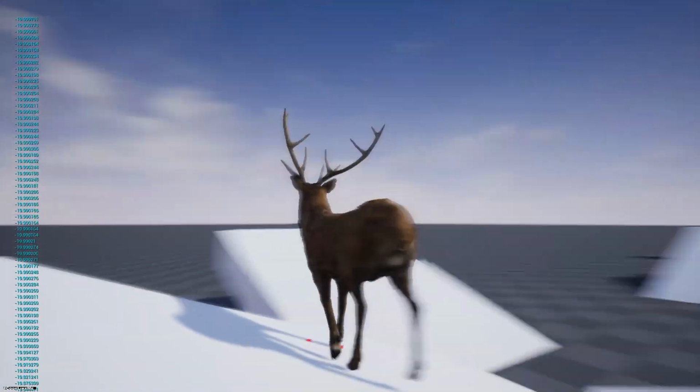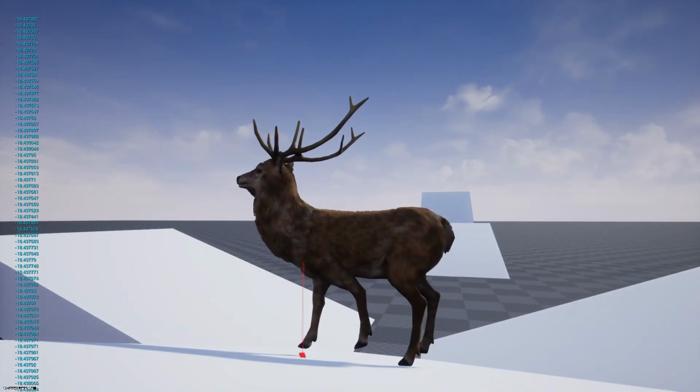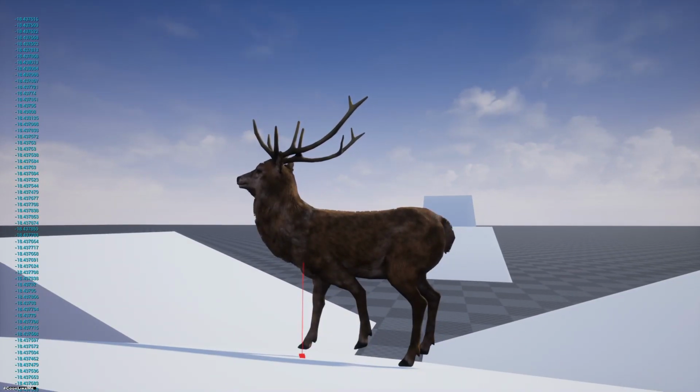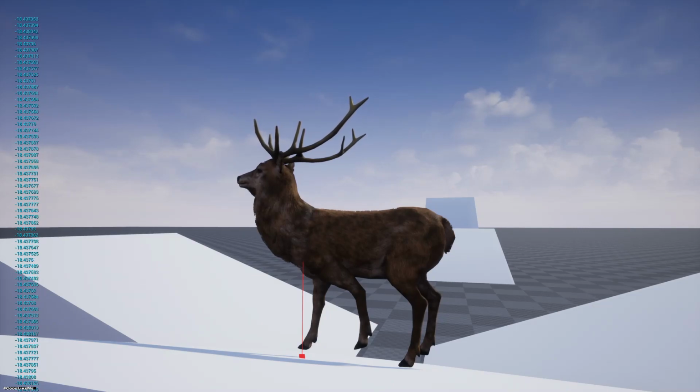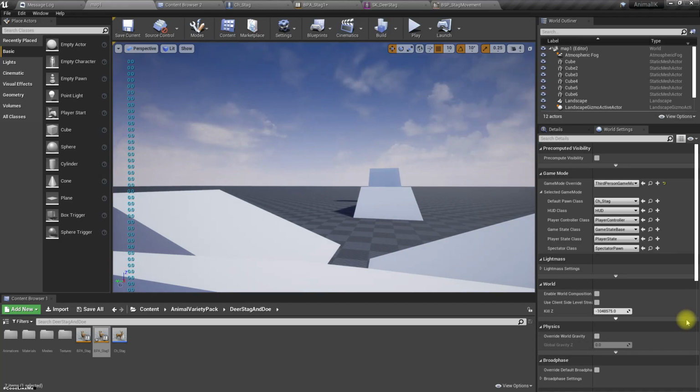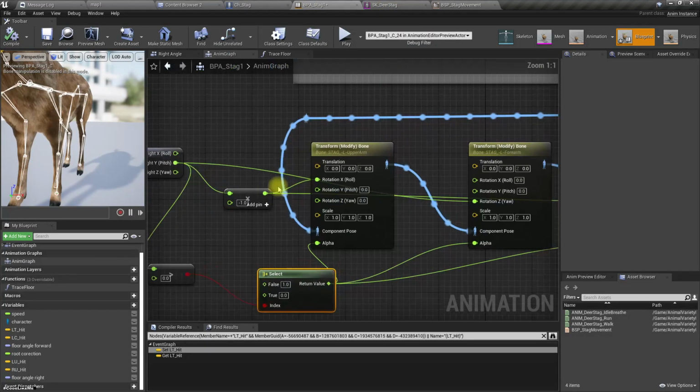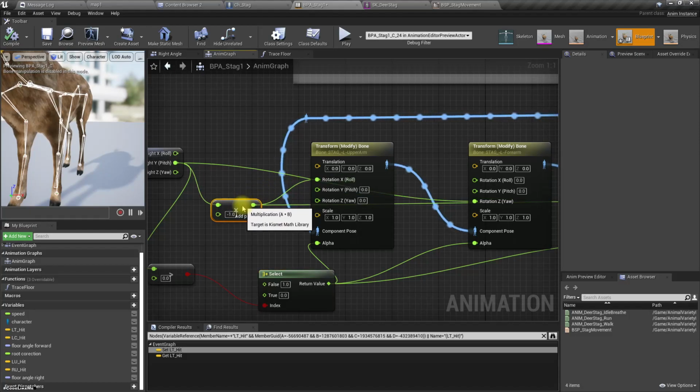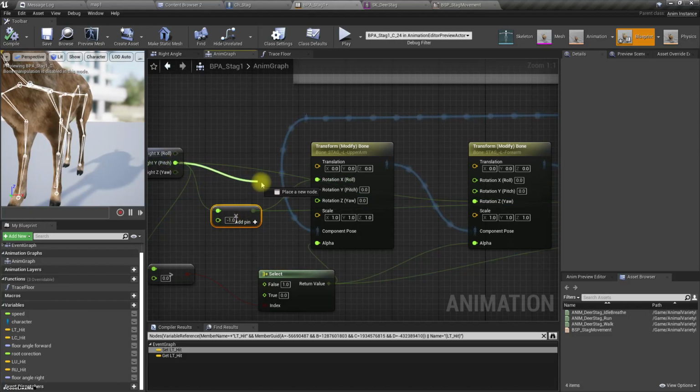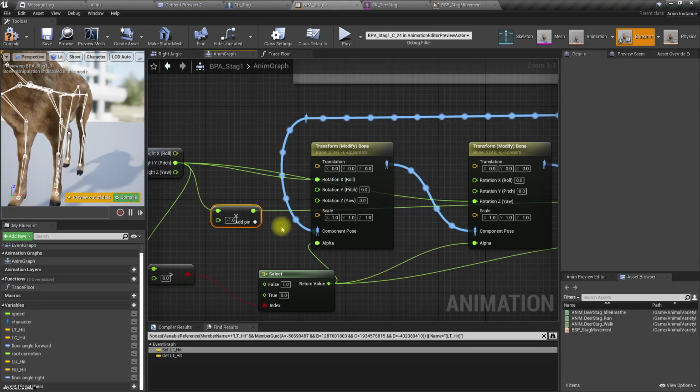Okay, now we can continue working on this. So as I can see here, the first bone transformation is alright. Let's see, the value was minus 18. So I think this should go like this.